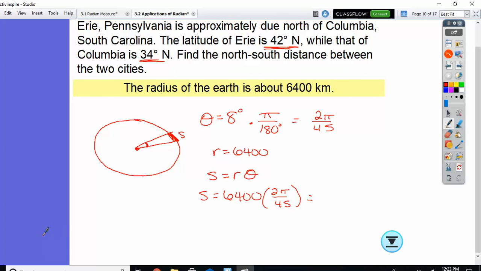This one, I'm going to go ahead and multiply out the pi, because if you're going to give me a distance and I'm going to measure it, I probably need the full number. What would my unit be here? Kilometers. It'll always match your radius.